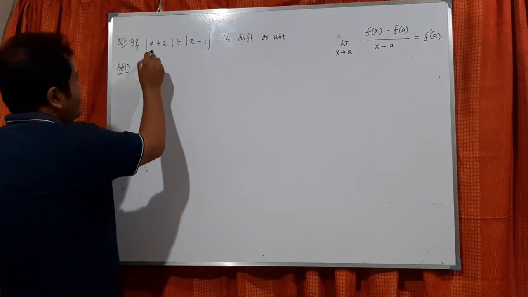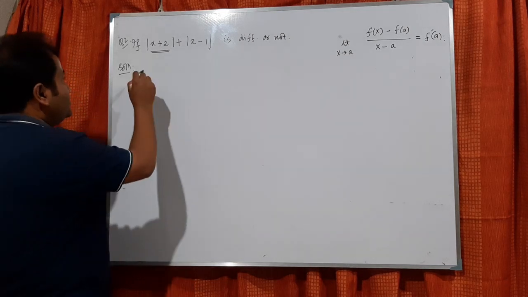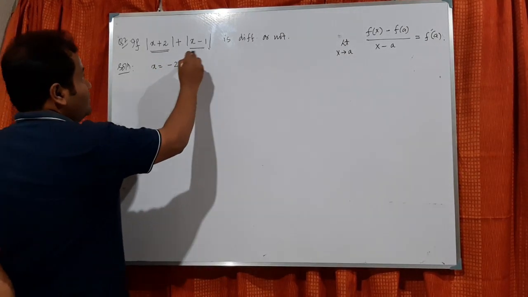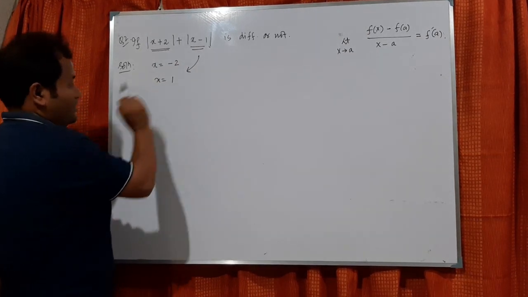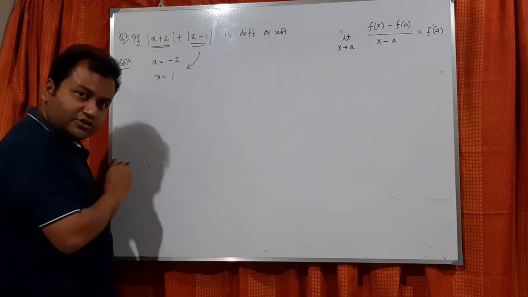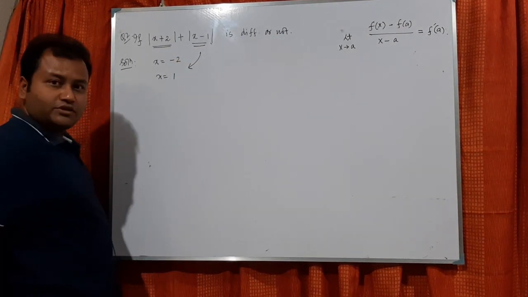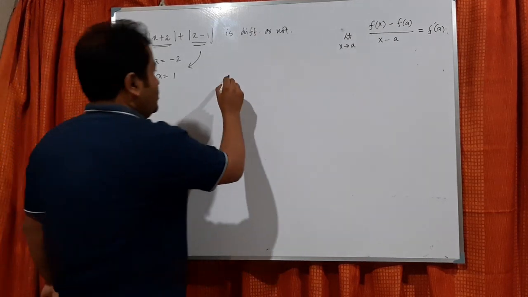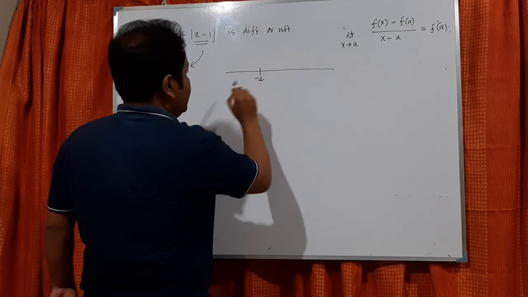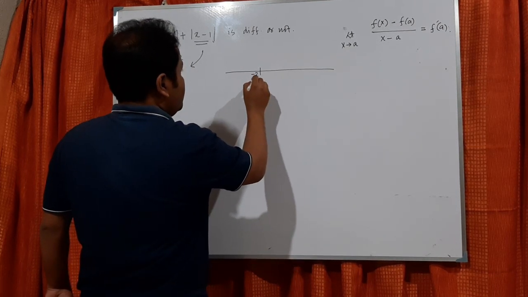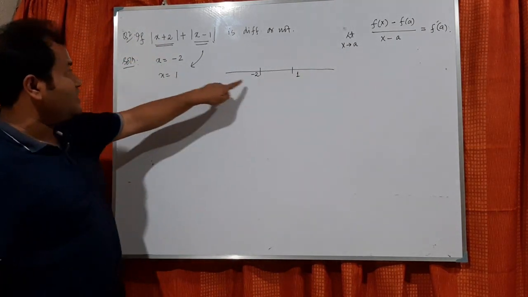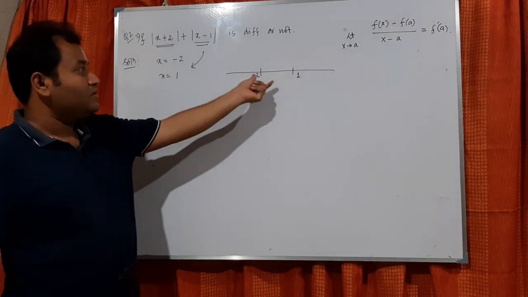You see this one, if you solve this one, you get x equals to minus 2. If you solve this one, you get x equals to 1. I think you can understand that. X plus 2 equals to 0, so x equals to minus 2. X minus 1 equals to 0, so x equals to 1. So what will be your first job? You draw a number line, put this value minus 2 and 1. Understand? So first of all you have to put this modulus value where the modulus will be 0.